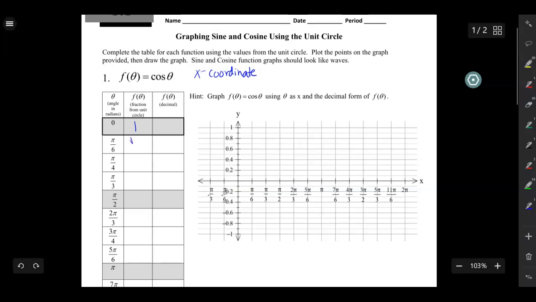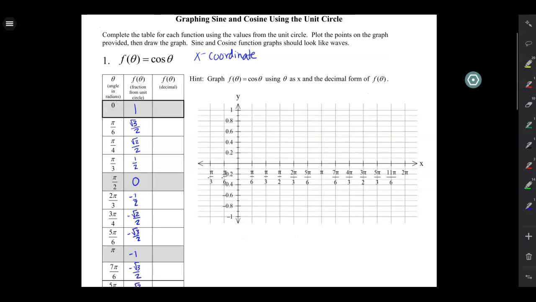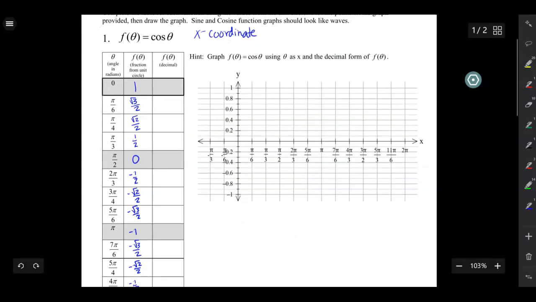At pi 6ths, my x coordinate is the square root of 3 over 2. At pi 4ths, I have the square root of 2 over 2. And then at pi 3rds, I have 1/2. So I'm going to have you go ahead and fill in the rest of this table. I'm going to hit pause and fill it in. But make sure as you go around that you're looking at the x coordinates and that you are catching all the positives and negatives.